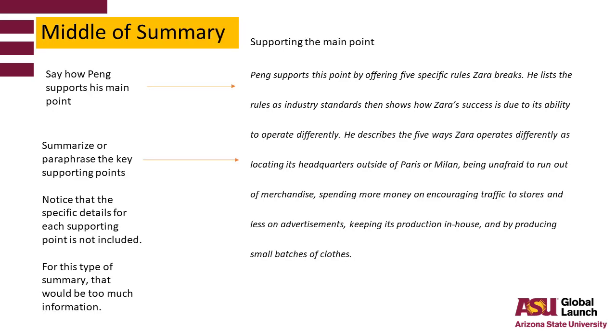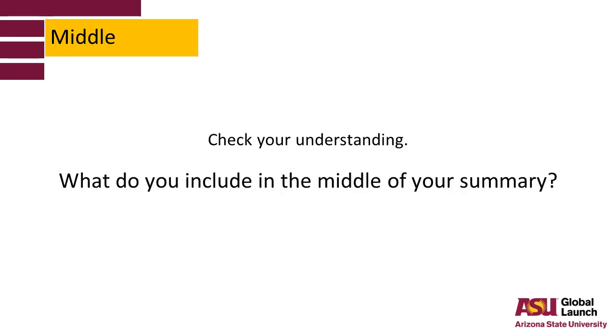As a reminder, you're examining the middle part of a summary. There are 3 things to notice. Begin by saying how Peng, the author, supports his main point, then summarize or paraphrase key supporting points and recognize that the specific details for each supporting point are not discussed. That would be too much information. Quick, check your understanding. What do you include in the middle of your summary? Did you say something like, you state how the author supports the main point and summarize the main supporting points or evidence? Now you're ready for the concluding statement.